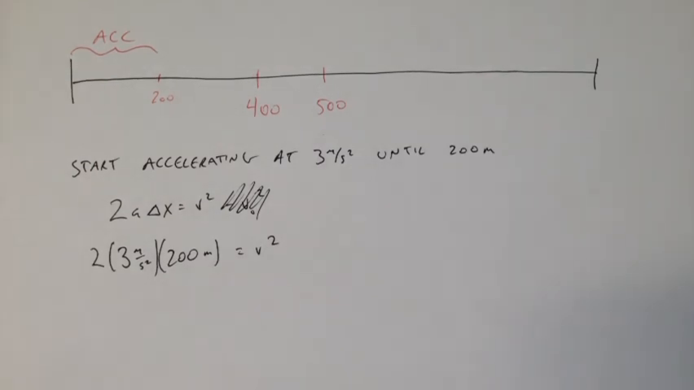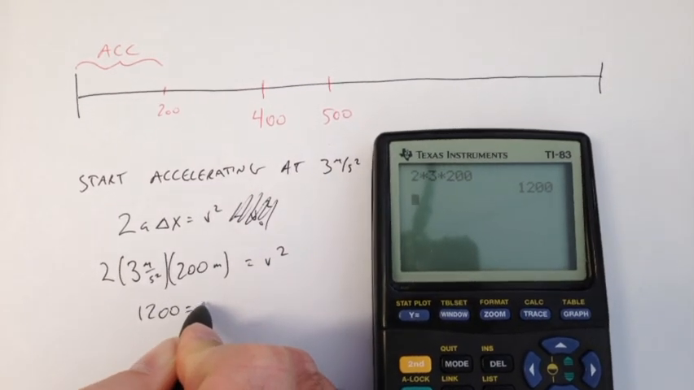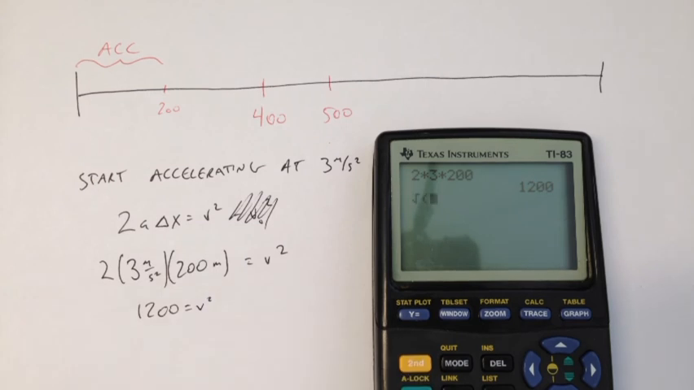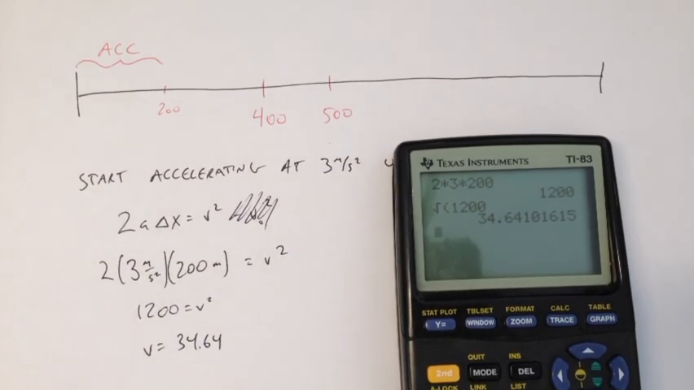Okay, let's work that out. Oh, there it is. My calculator wasn't hidden. Okay then, so I've got 2 times 3 times 200, 1200. 1200 equals v squared. All right, I'll take the square root of 1200, and it is 34.64. Yeah, that's a problem, because that is speeding.